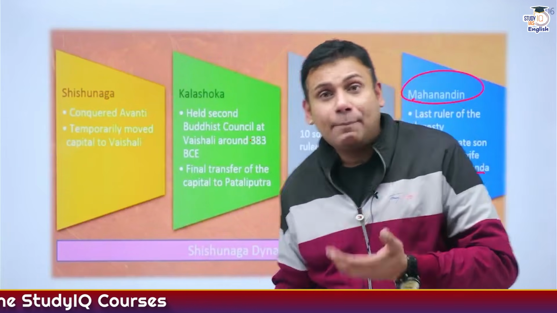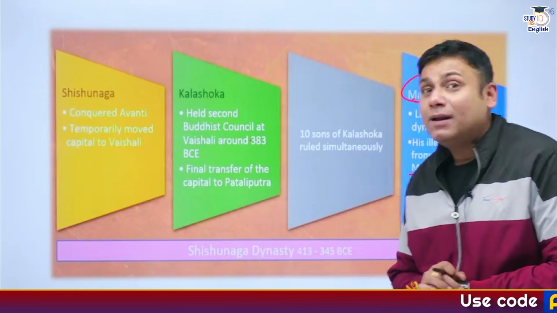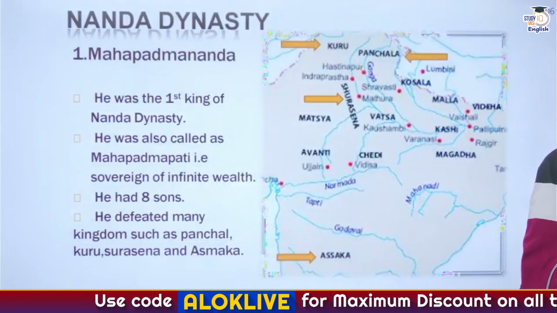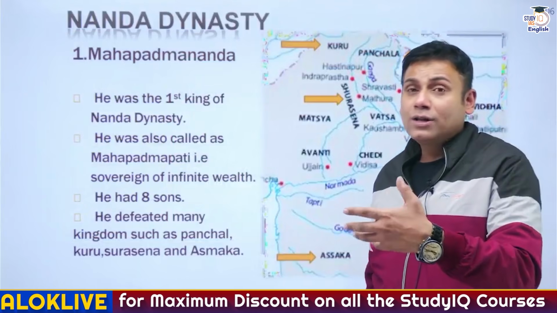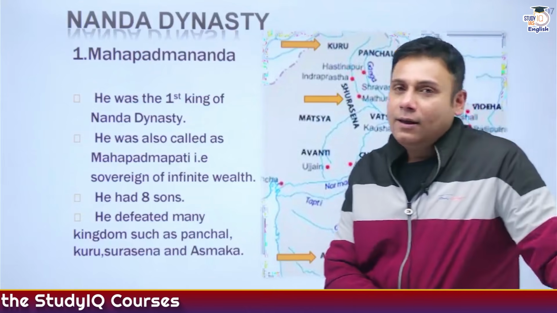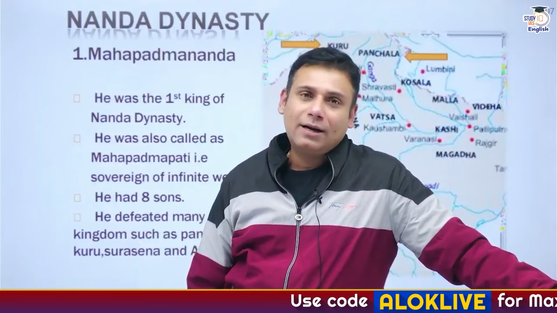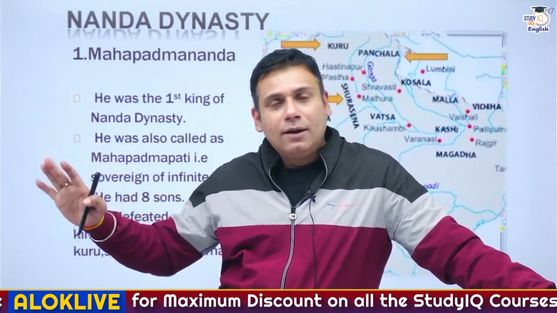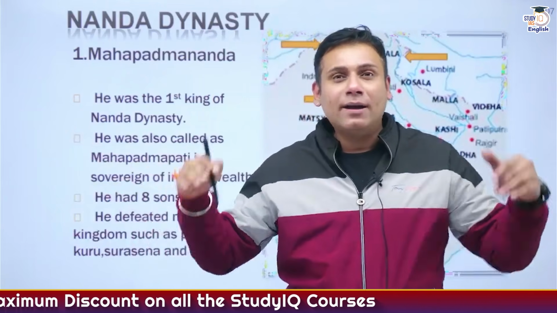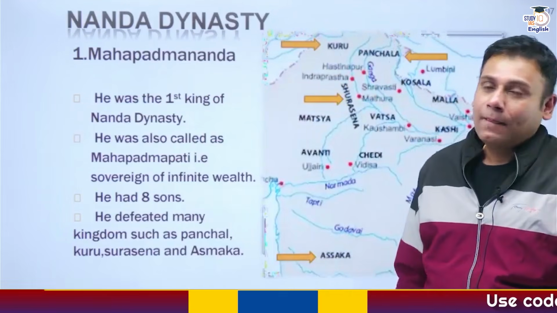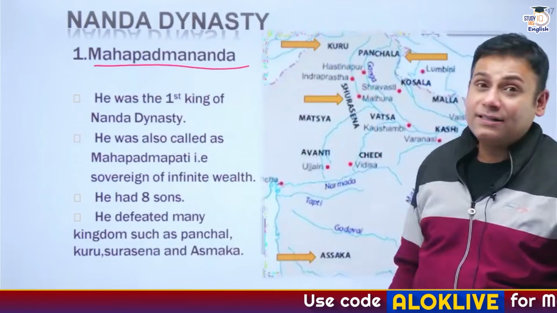But what happened? He asked Mahapadmanand to capture certain regions. He defeated the kingdoms of Kashi, Kosala and Vajji, and so did Mahapadmanand. But finally he did not make Mahapadmanand the ruler of the Shishunag dynasty. After the death of Mahanandin, Mahapadmanand declared himself independent and established one of the most powerful dynasties of that time, the Nanda dynasty. So Mahapadmanand was the founder of the Nanda dynasty.